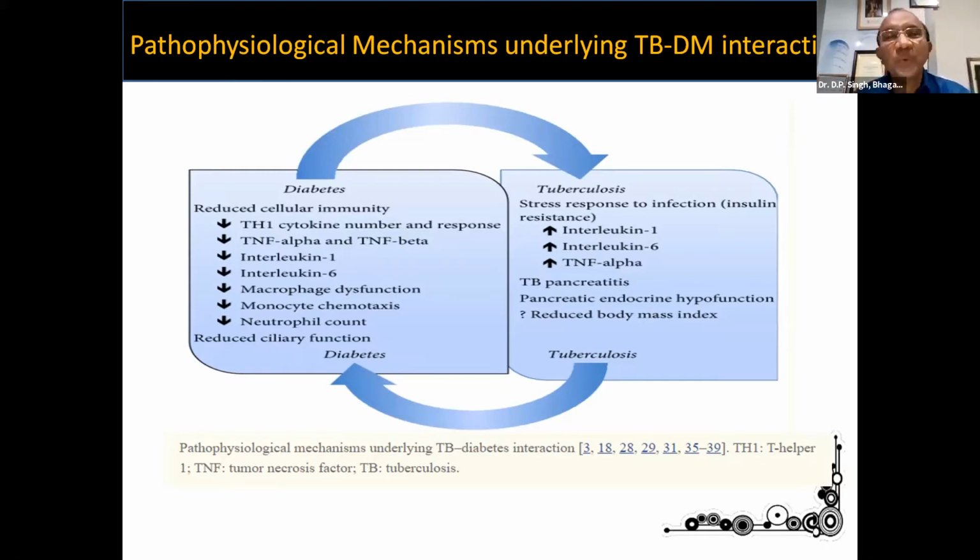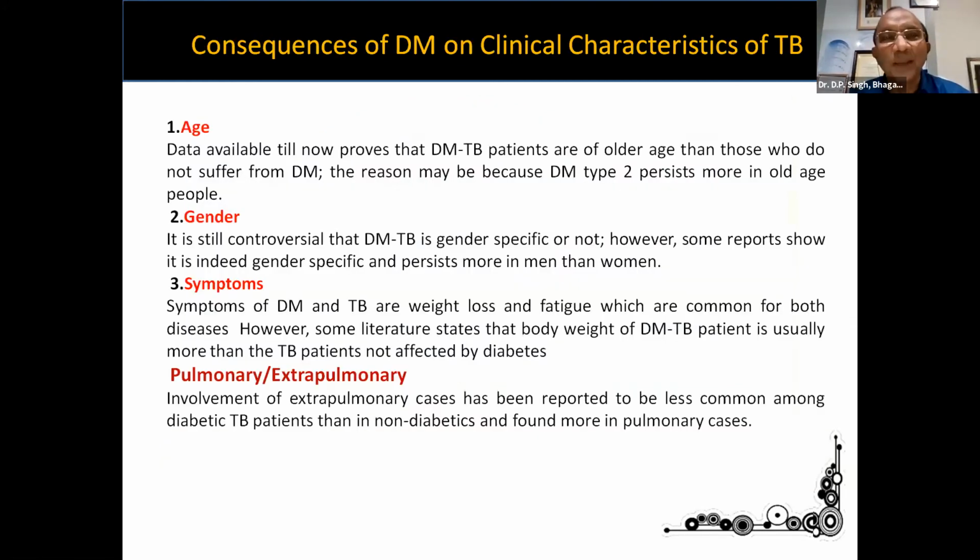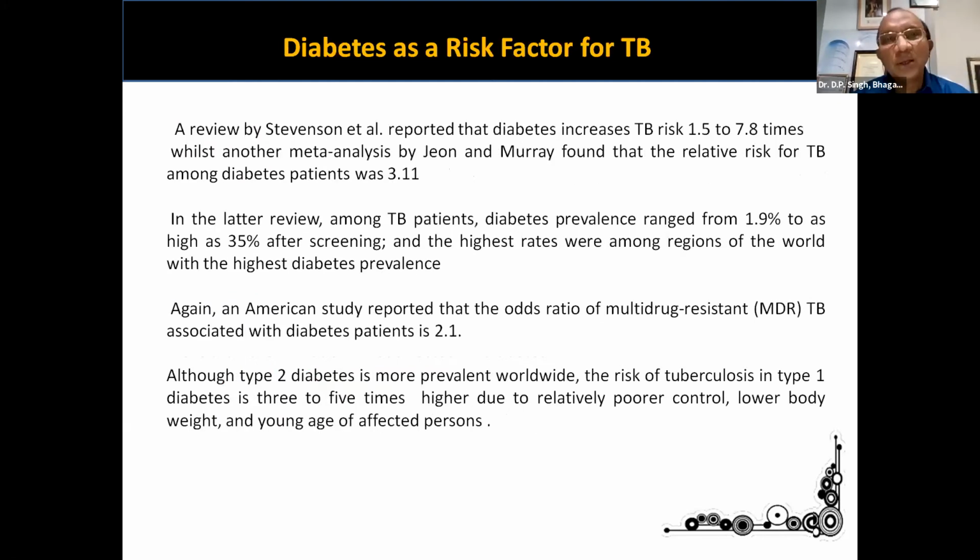What are the consequences if this TB-DM are combined? It is seen that it is more common in older age. In gender, reports are there that male may be more commonly involved than the female. Symptoms of diabetes and TB are usually the same, weight loss and fatigue. But some literature states that the body weight of TB-DM patients may be more than the TB alone. Extrapulmonary manifestations are less, rather more and more cases of pulmonary TB are seen.